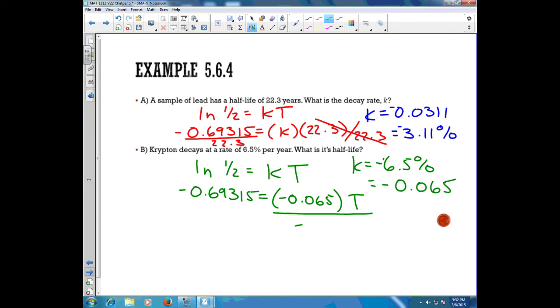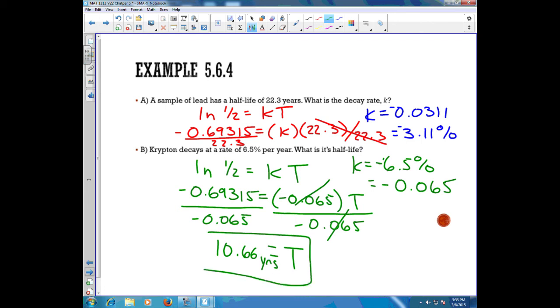We then just divide, and we're going to get t equals about 10.66 years. So that sample of krypton will decay in half in about 10 years.